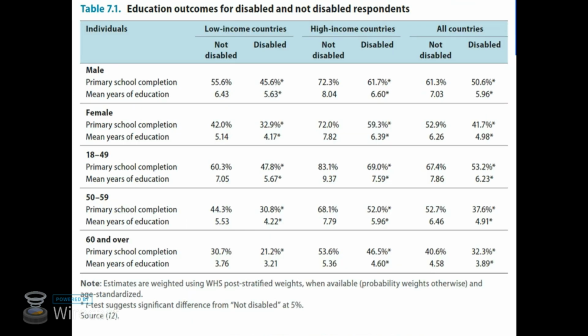Education, so if we look at how many people get education, let's just see male, living in high-income country, not disabled, 72% get education, okay? And the years of education, 8 years on average. Men, high-income country, not disabled. But now, if you compare it with a female, disabled, in a low-income country, 32% get education, and the average school years is 4 years.